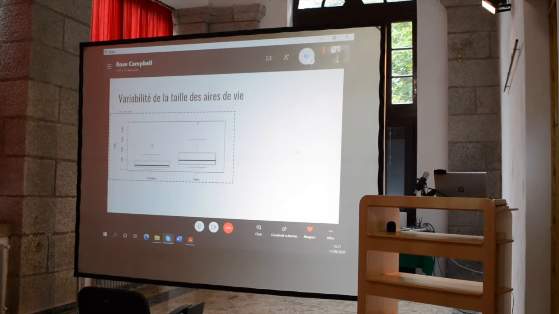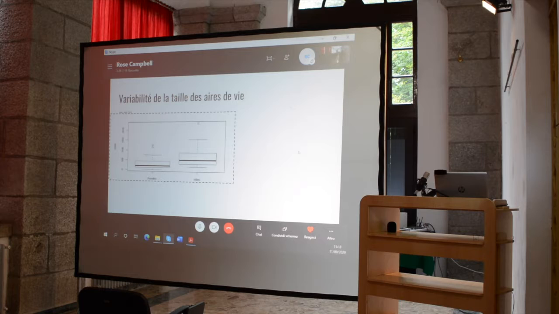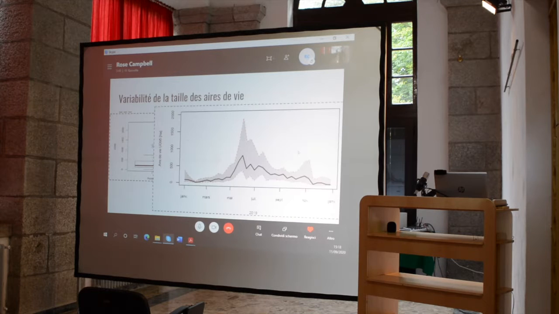When we compared the size of the home ranges, we noticed that male home ranges are almost twice as big as that of females. When we look at the size of the home range for 10-day periods throughout the year, we notice that the home ranges are largest during the summer months and also show the most variability during these months.